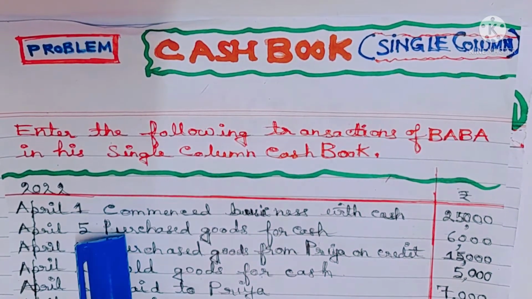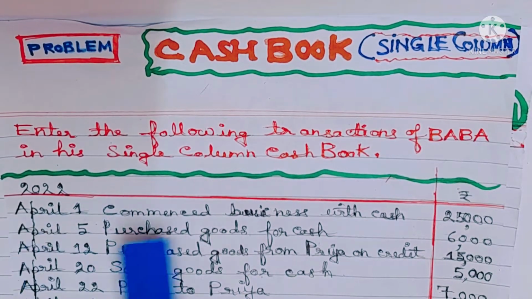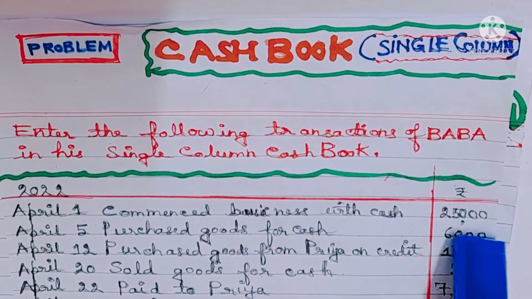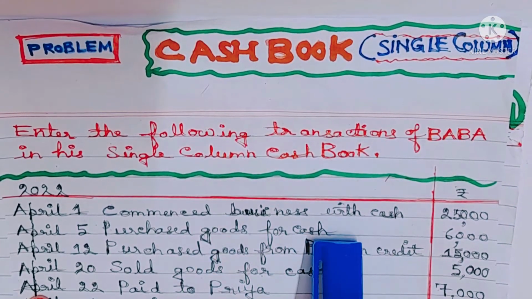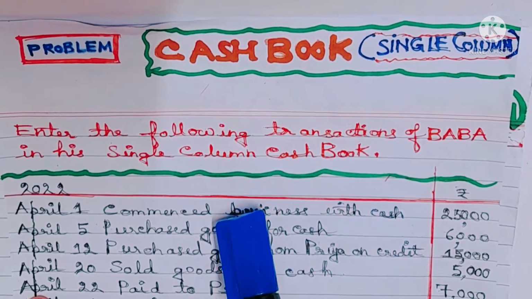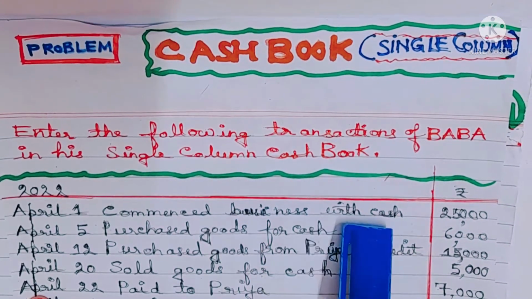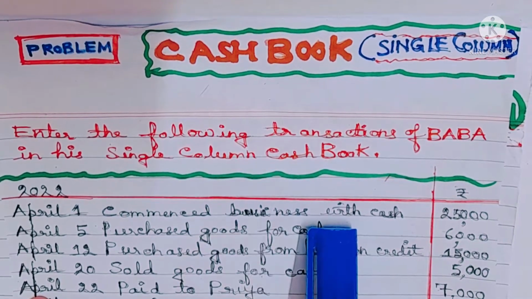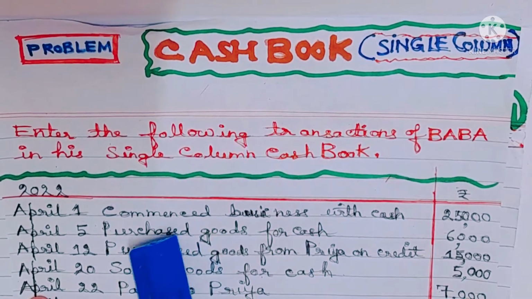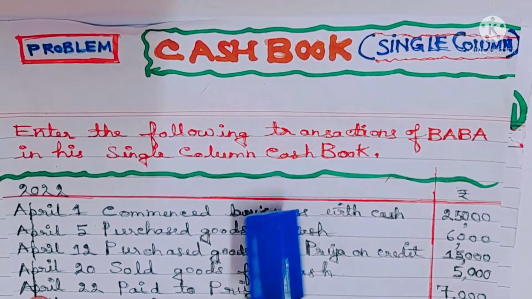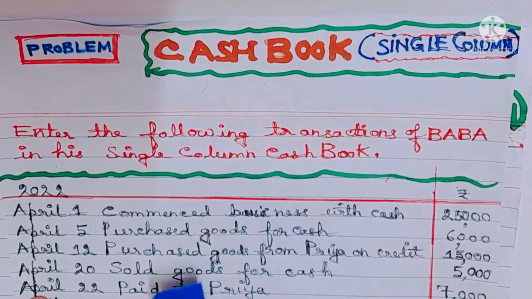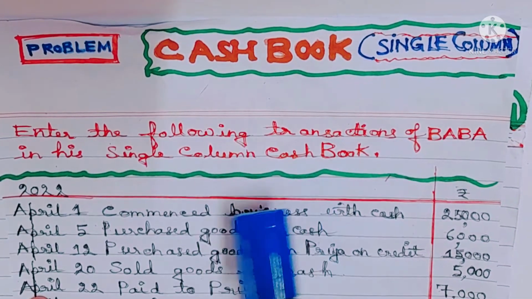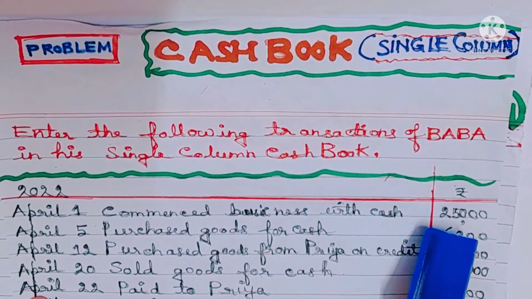2022, the first transaction is on 1st April, commenced business with cash 25,000. So what is the journal entry? The journal entry is cash account debit to capital account. So what is the position of cash account since we are preparing cash book? Cash account is on the debit side. So capital will also be on the debit side. So we'll write to capital account 25,000.